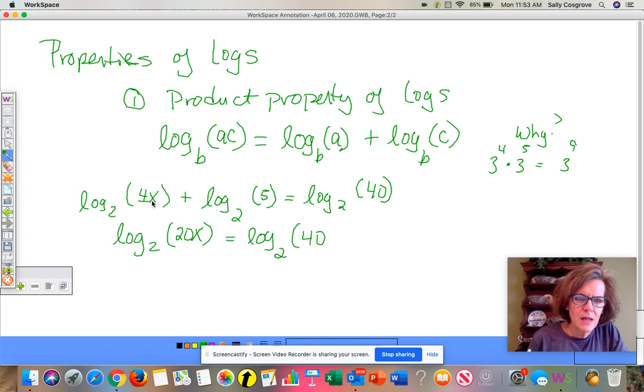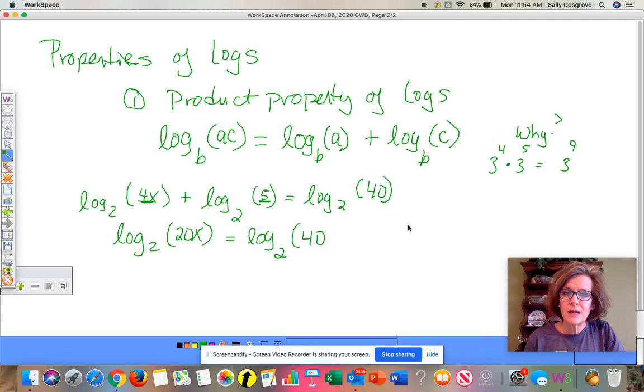And again, what did I do? I took the argument of 4x and the argument of 5 and multiplied them together. Who says I can do this? This property up here. It's not just left to right on things that are equal. It's also right to left. If this is true, then I can condense it and rewrite it this way, which is what I did.